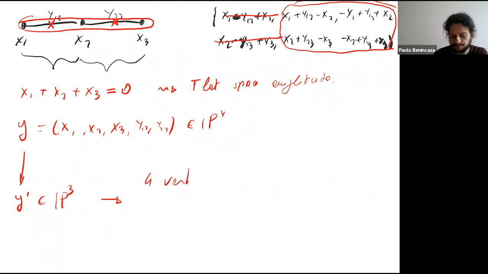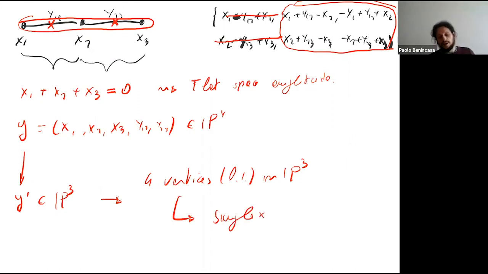Four vertices which are linearly independent in P3 give you a simplex. Which means that the canonical form you expect it to have a 1 in the numerator, and here you have some denominator.